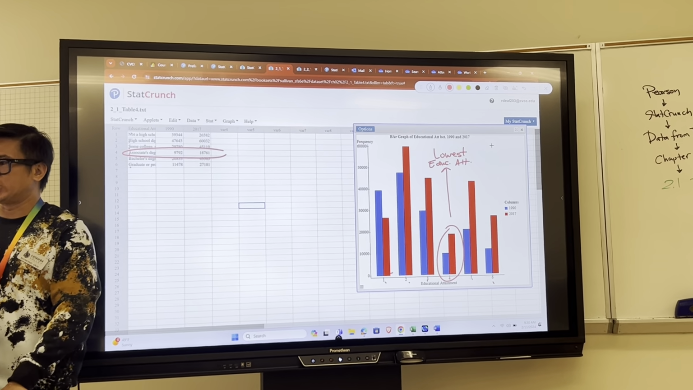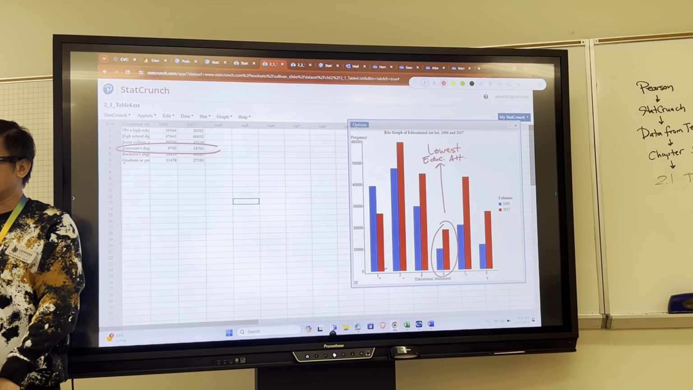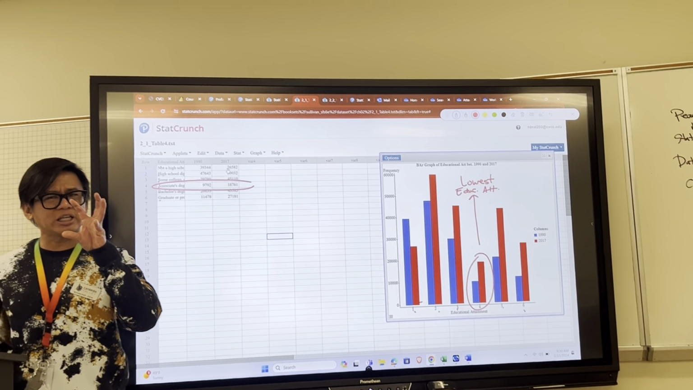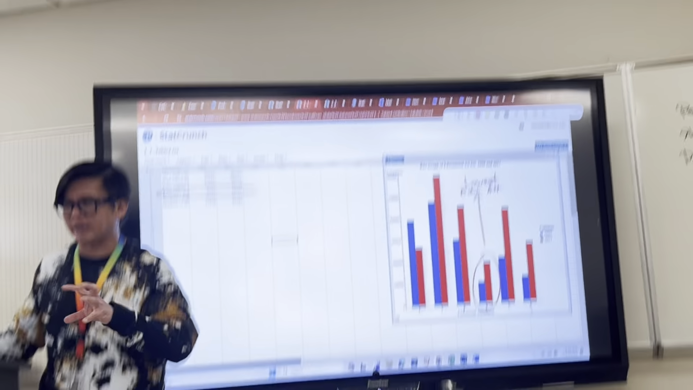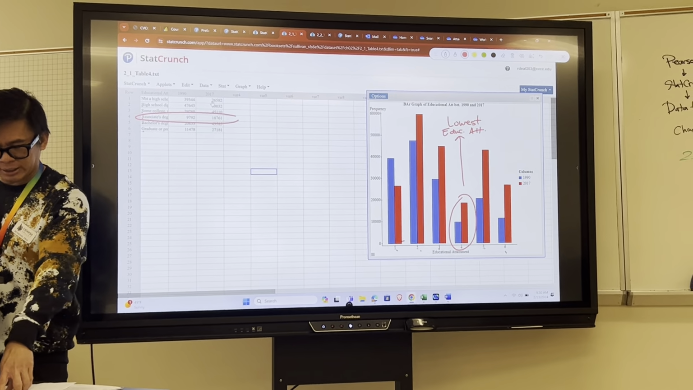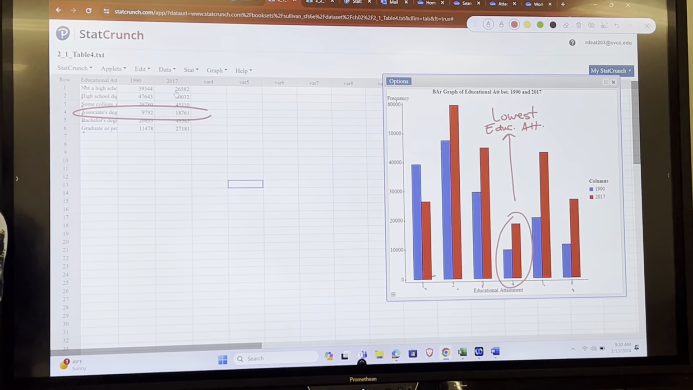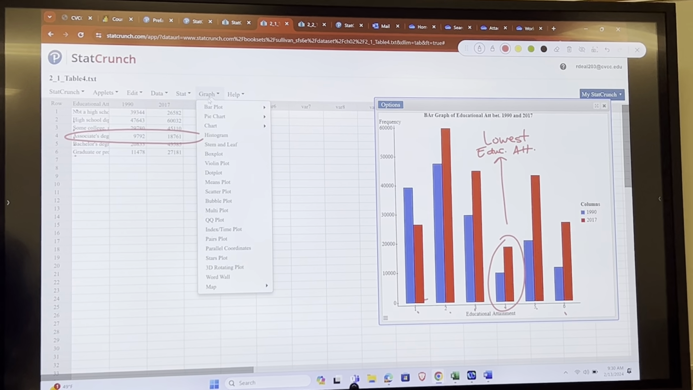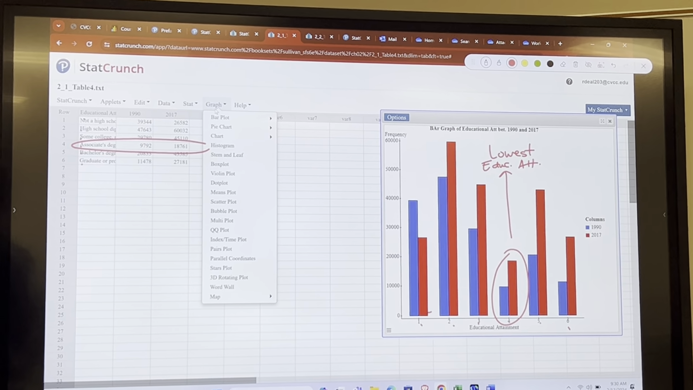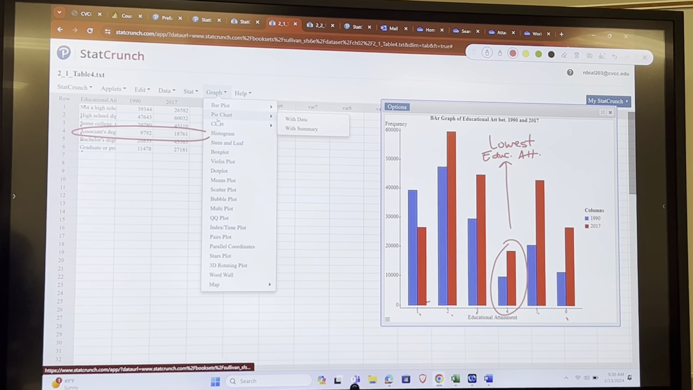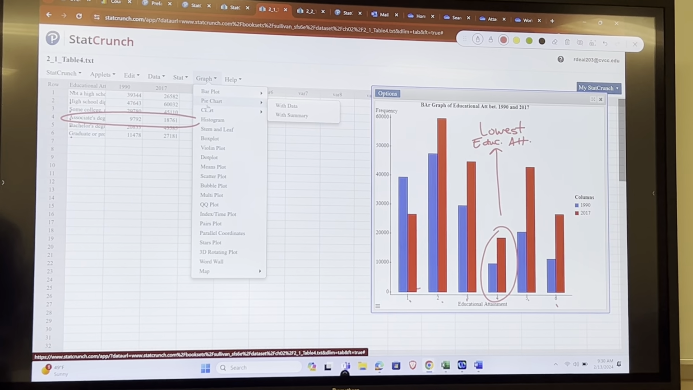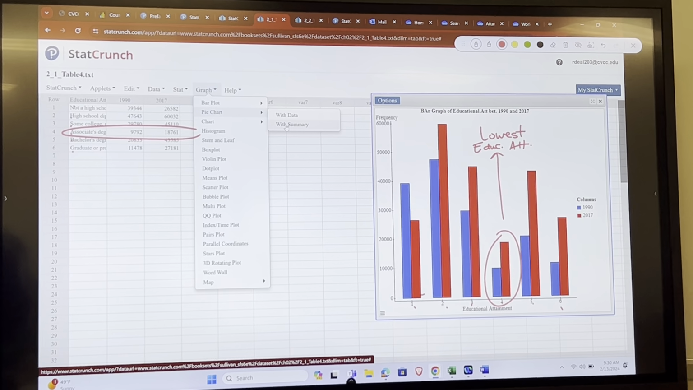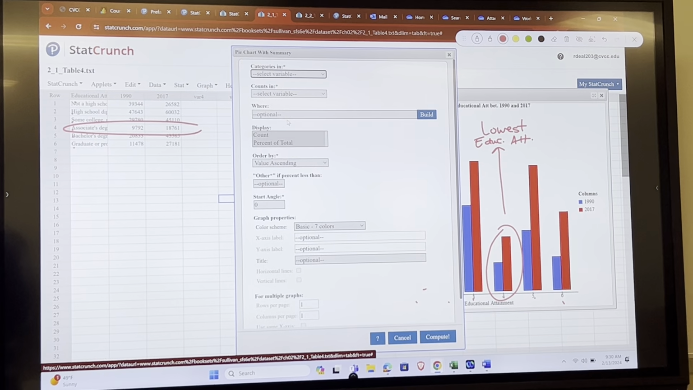So let's just consider 1990. Well, the nearest, I would say the latest, 2017. Let's create a pie chart for the 2017 year, in terms of educational attainment. And again, this is summarized data. So what do we do? First, click on graph. Well, you know where the pie chart is, right? So graph, pie chart. This is not raw data. This is summarized data. So you click on with summary. Get it? There we go.